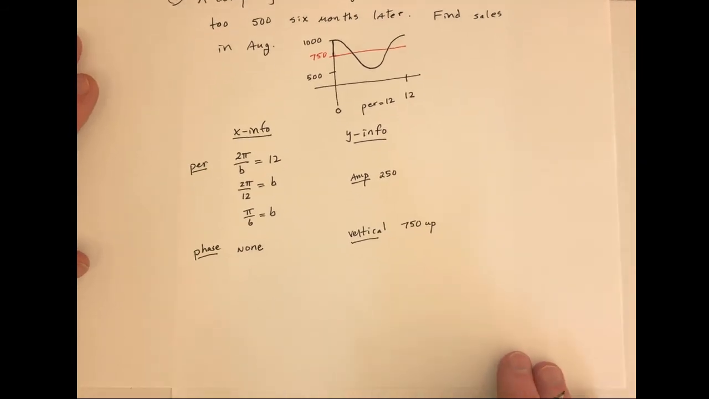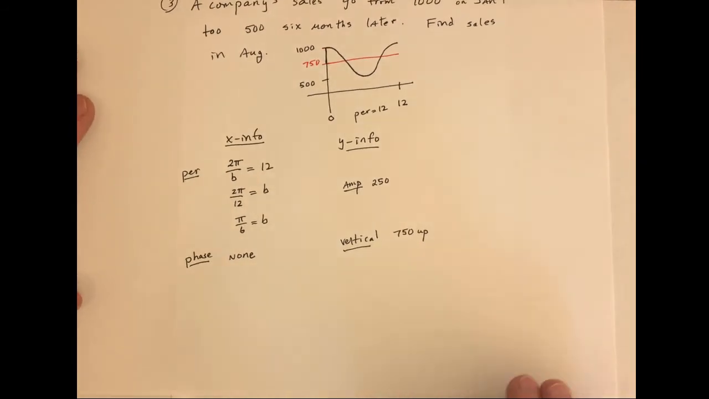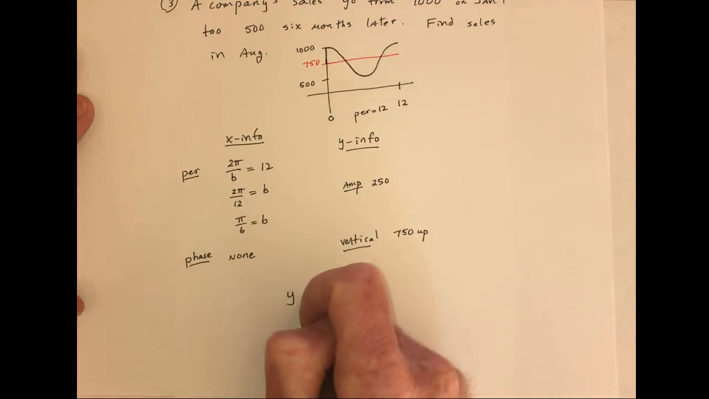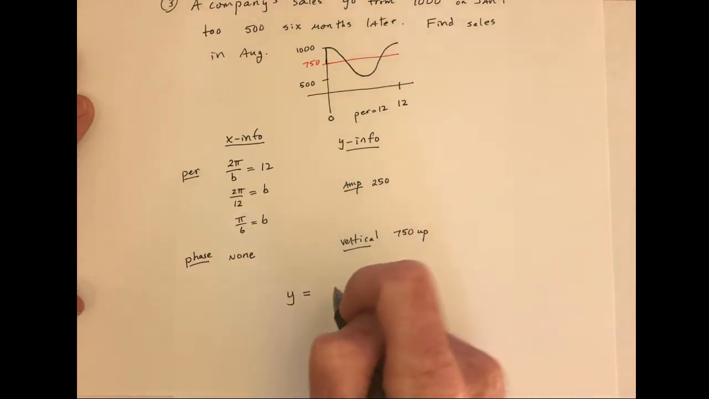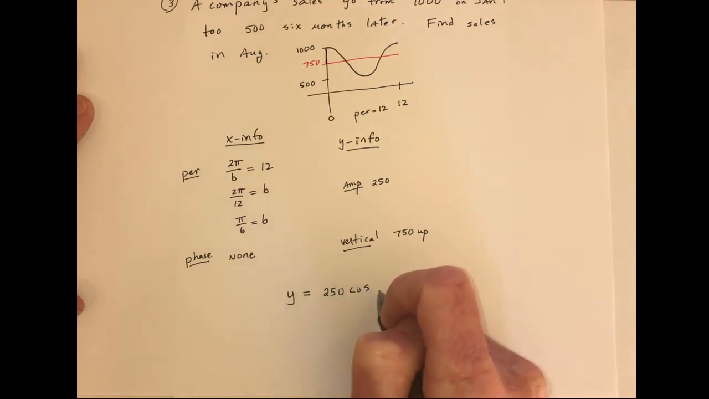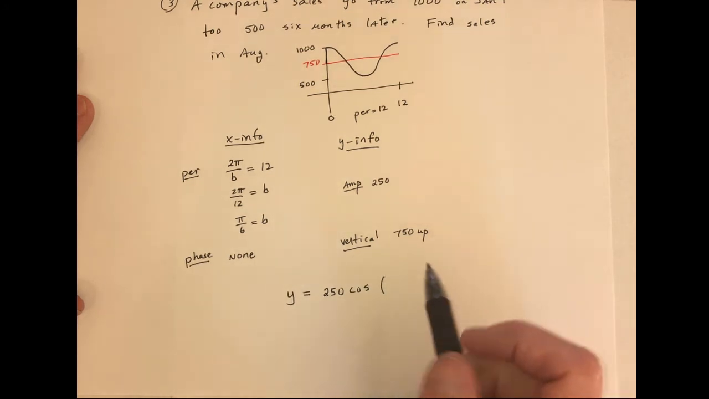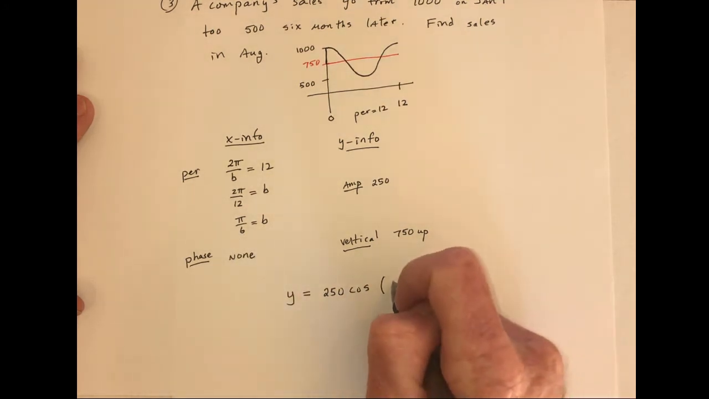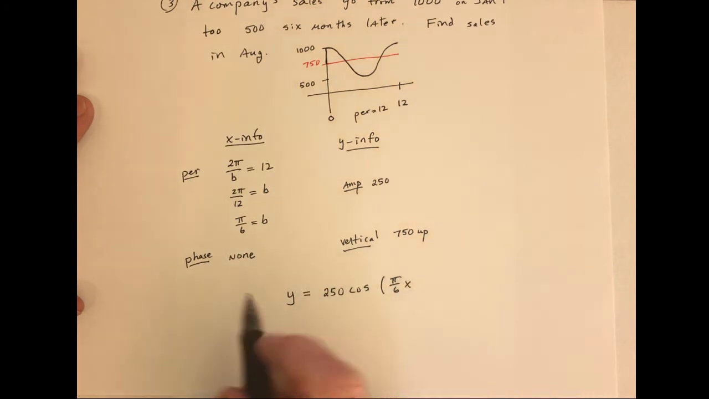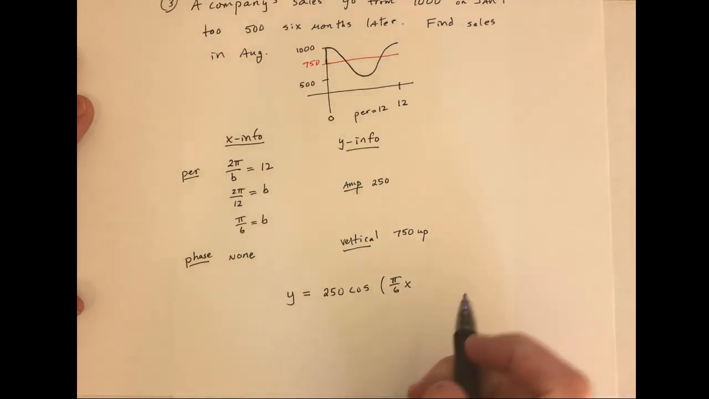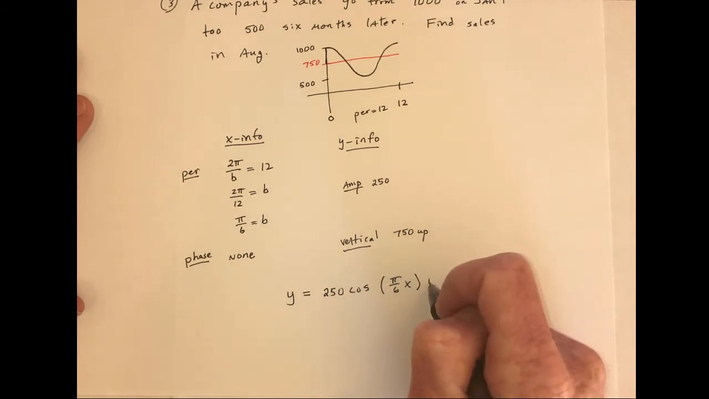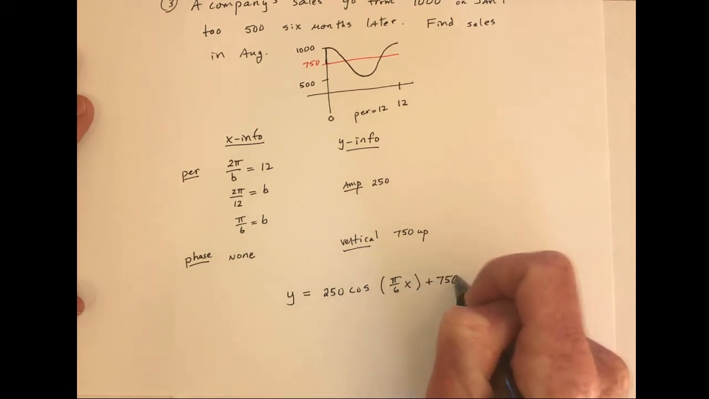All right, now we can create the function. So this is just a regular cosine graph. So it's going to be y equals, and then put the amplitude in front, 250 times cosine. And then we need the b times x. And there's no phase shift, so I don't have to put x plus or x minus. And then the vertical shift, so plus 750.